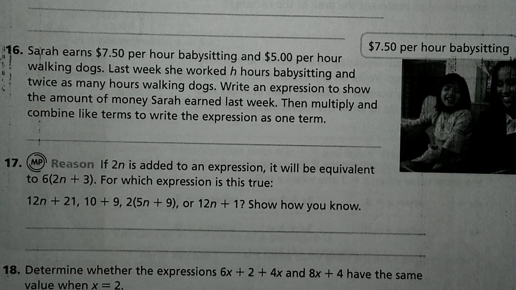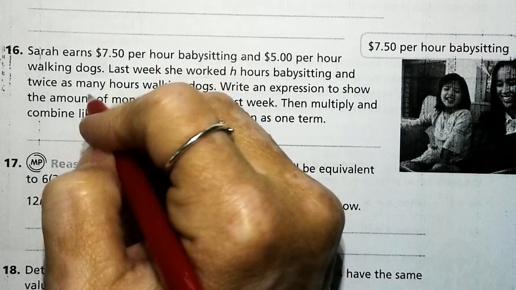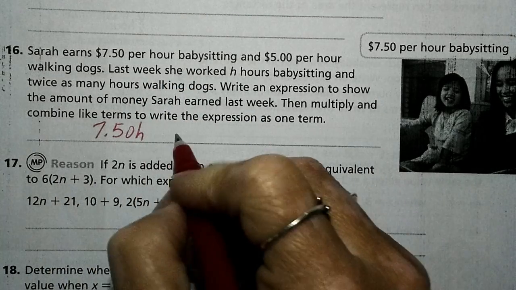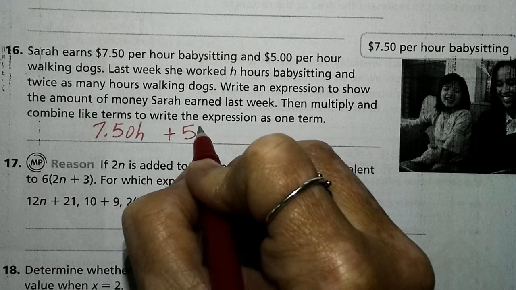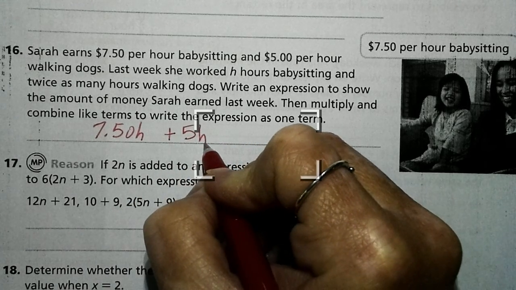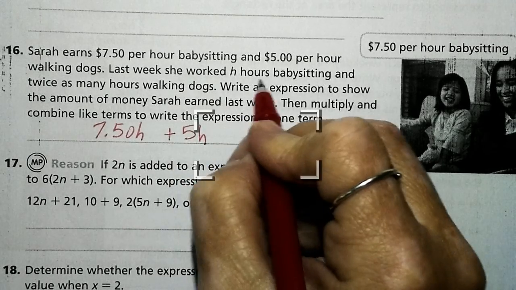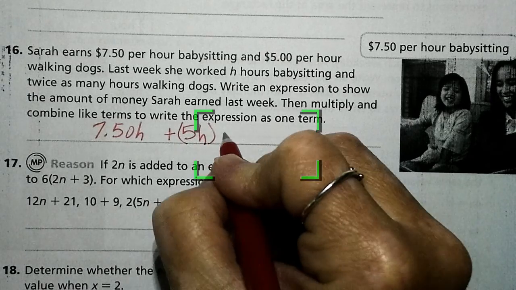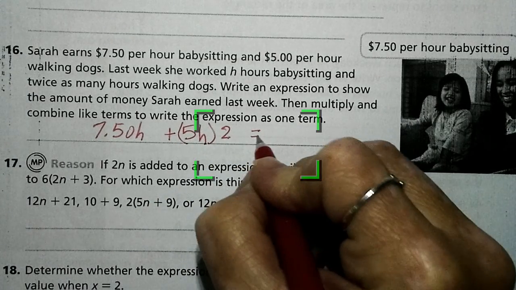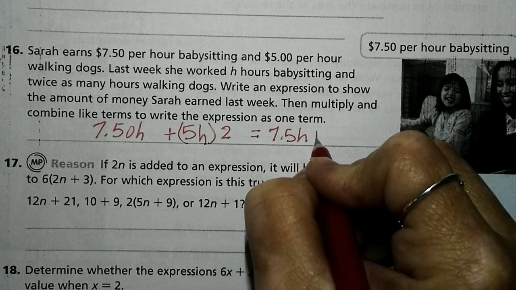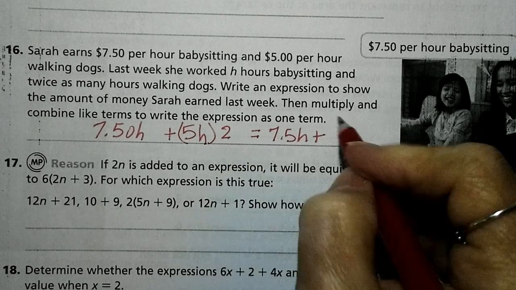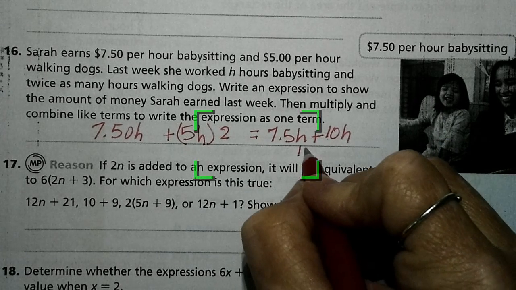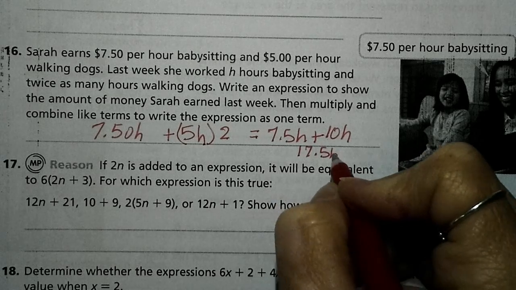So Sarah earned $7.50 an hour babysitting. So 7.5 per hour, because we don't know how many hours. She also earns $5 an hour for walking dogs. Last week she worked 8 hours babysitting and twice as many hours walking. So that means we're going to take this one and multiply it by 2. So 7.5H plus 2 times 5 is 10. So 7.5 plus 10 is 17.5H.